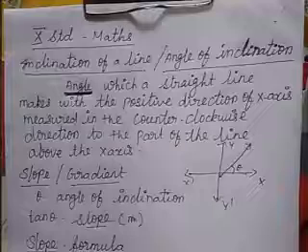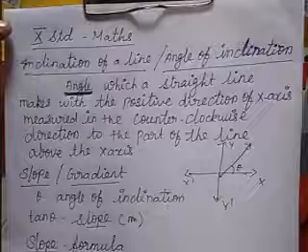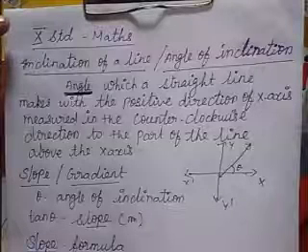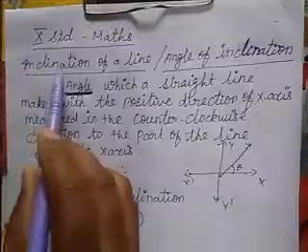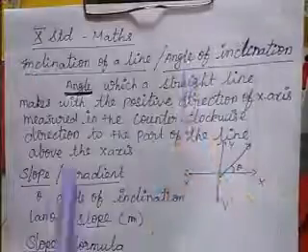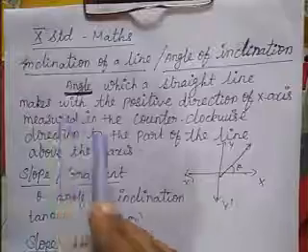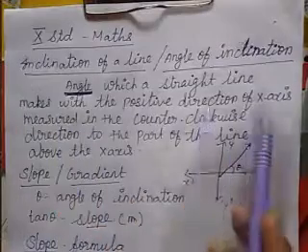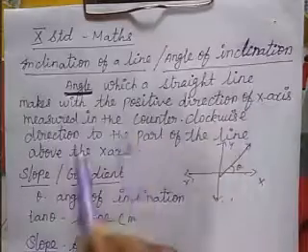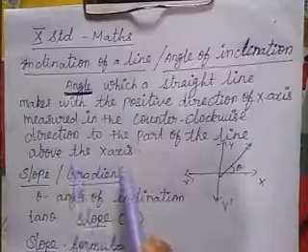Today we are going to see 10th standard maths, 5th lesson, coordinate geometry. Inclination of a line. Another name for inclination of a line is angle of inclination. So what is the angle of inclination? The angle which a straight line makes with the positive direction of the x-axis, measured in the counterclockwise direction to the part of the line above the x-axis.